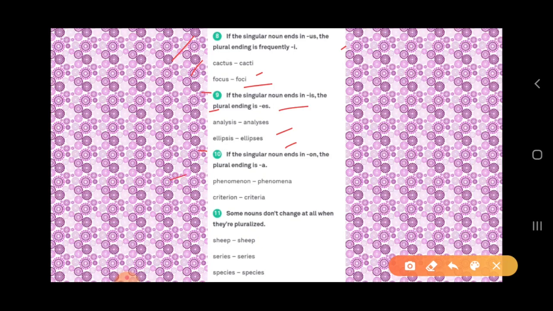Rule number 10. If the singular noun ends in on, the plural ending is a, like phenomenon. So, ending with on, you remove on and you add a simply, like plural of it, phenomena. Rule number 11. Some nouns don't change at all when they are pluralized, like sheep. Plural of it, sheep. Series. Plural of it, series.